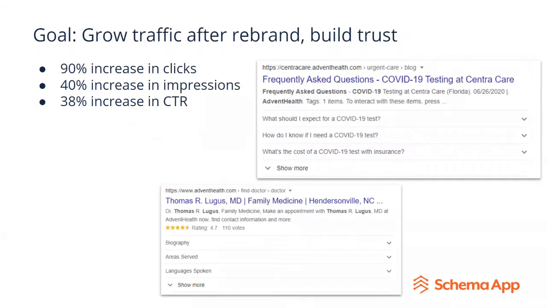With Advent Health, their goal was to grow traffic after a rebrand and build trust and authority in their solution space. Now, most recently, they used Schema Markup to communicate information about their different health topics and achieve rich results for their physician profiles. And that resulted in a 90% increase in clicks and a 40% increase in impressions, and drove their click-through rate on average up 38%.